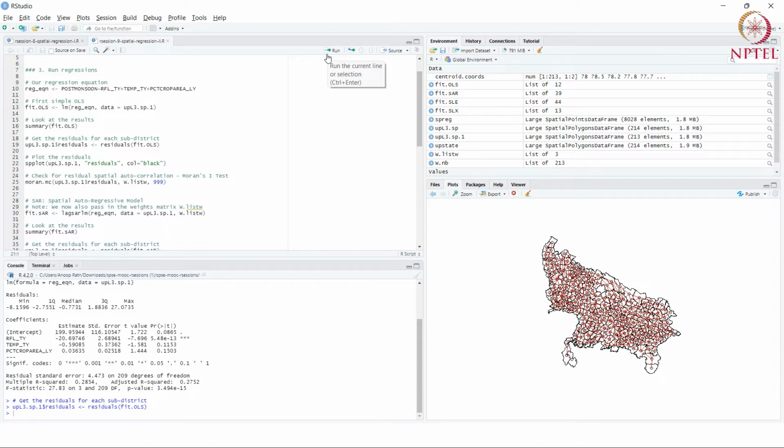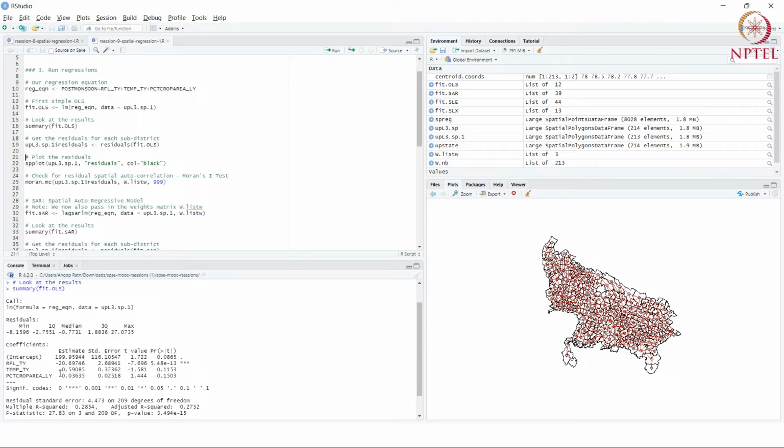So we will have a residual for every subdistrict, right? Because we have 213 observations, which you can see from here.